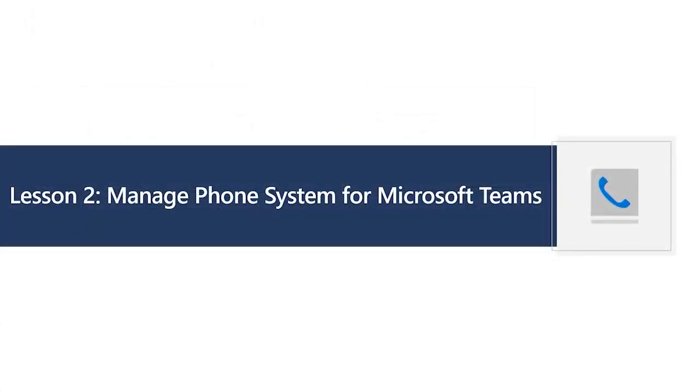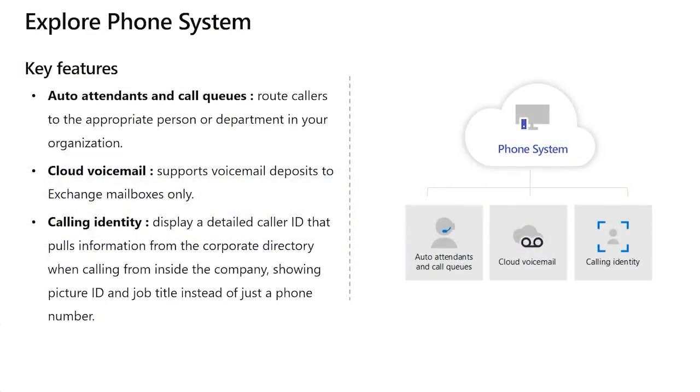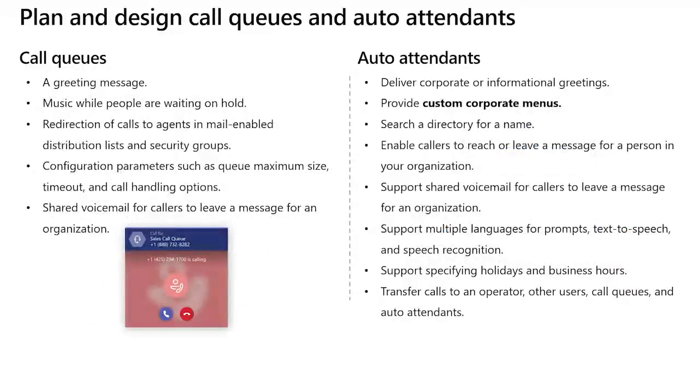Let's talk managing the phone system for Microsoft Teams. There are special numbers for things like auto attendants and call queues. Voicemail is an option. Caller identity, we may want to have caller ID for incoming calls. We'll go into detail here. We can have call queues as well as auto attendants.